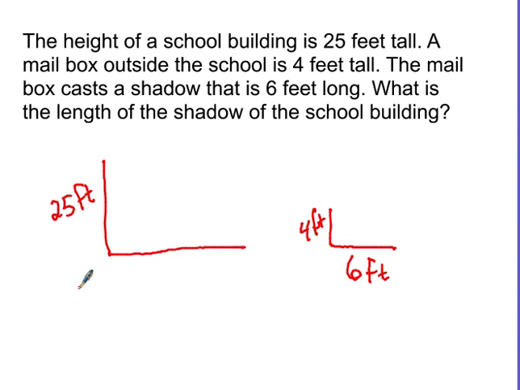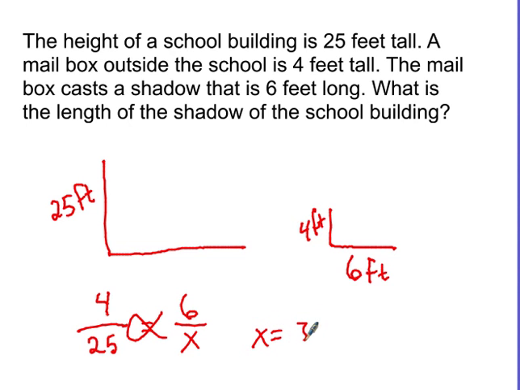So help me set this up then. 4 over 25 equals 6 over x. And X equals 37.5 feet. Don't forget to label your answers on this. They're all going to be distances. You need to label your measurements.